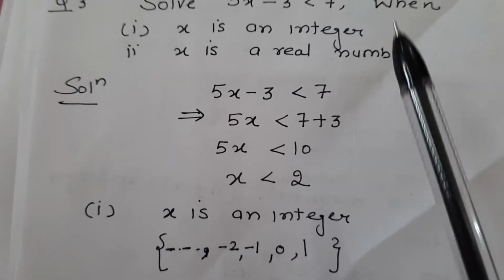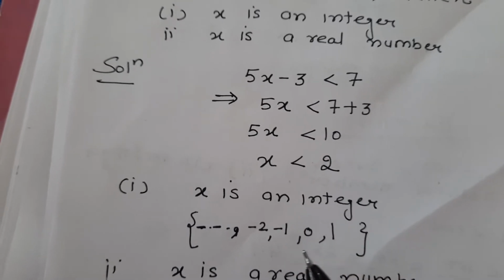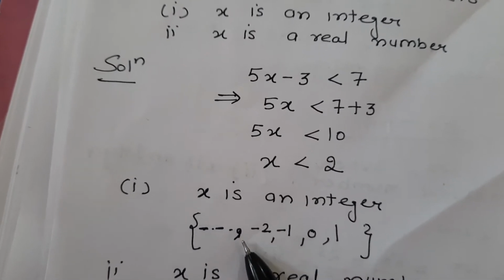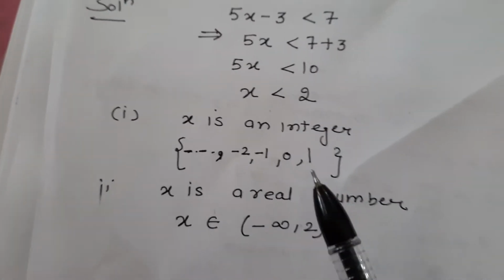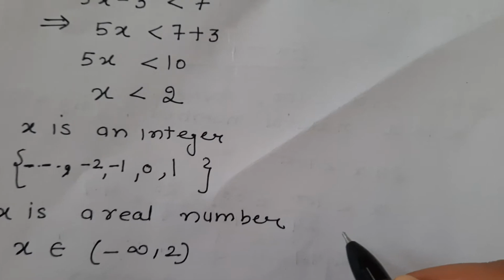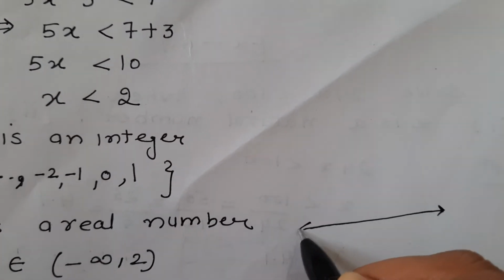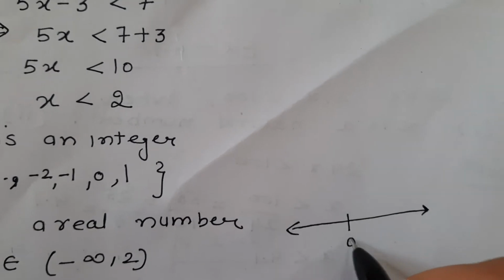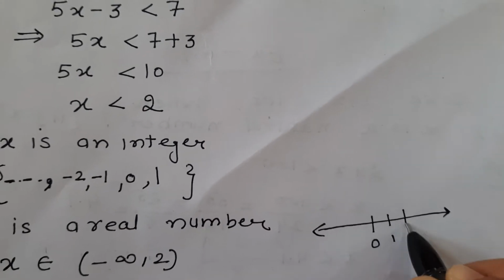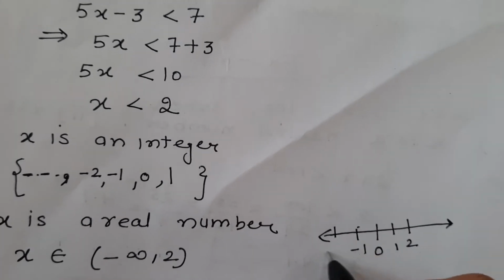So what will you have? X is an integer. Less than 2, the integers will be 1, 0, minus 1, minus 2, and so on up to minus infinity. And if it is a real number, how will you write? Just look here. Suppose this is your number line. This is 0. You have done this topic in chapter number 1, Sets. We have minus 1, minus 2.